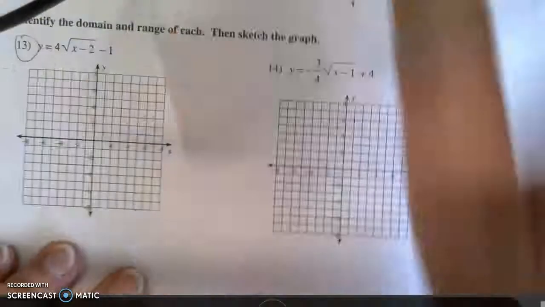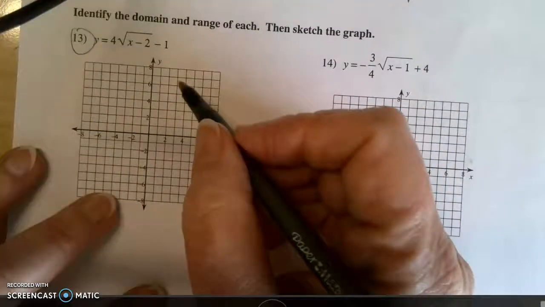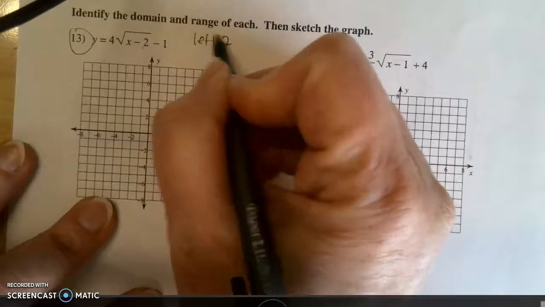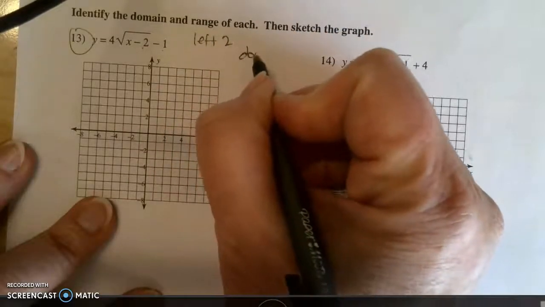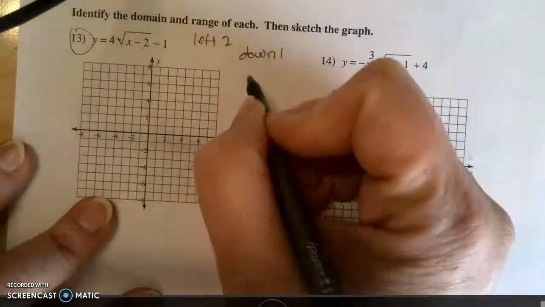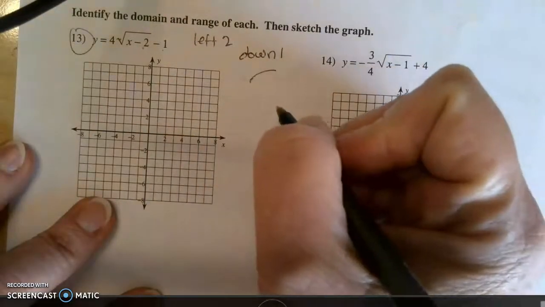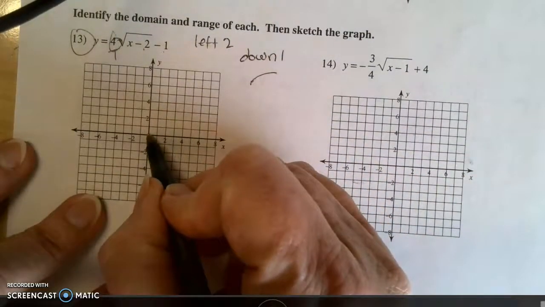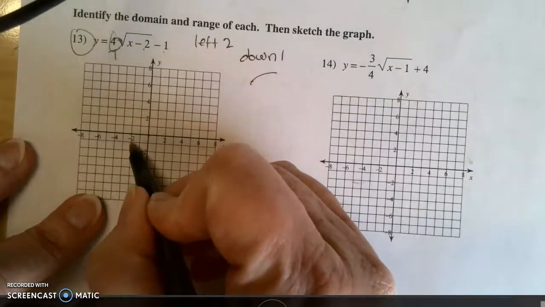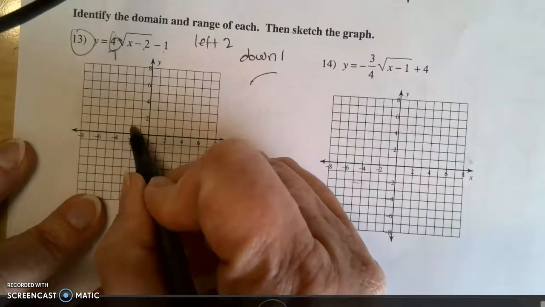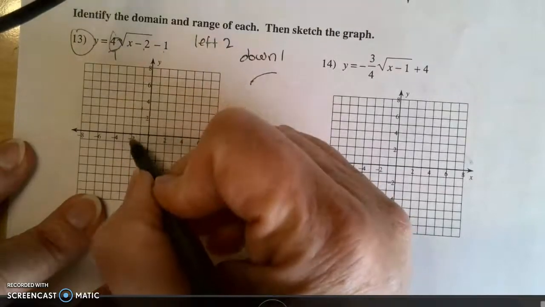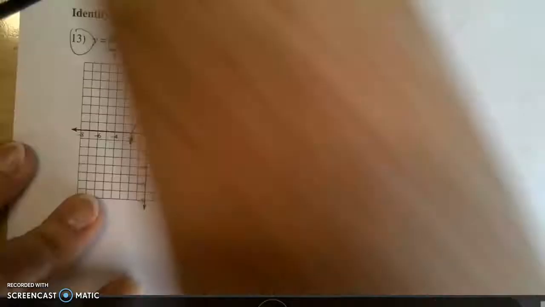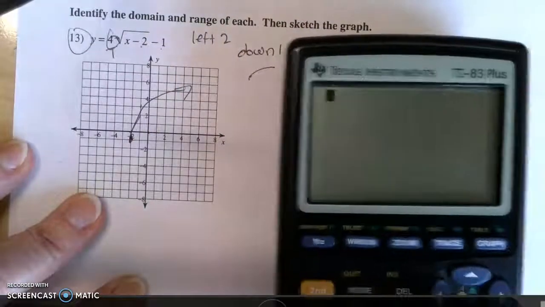Okay, here's my last one. And this is just sketching, so it's estimating. So I'm going to go left 2, down 1. It's a square root, so there's my parent function shape, and that's 4 over 1. So left 2, down 1. So let's just look and see how close I got it.